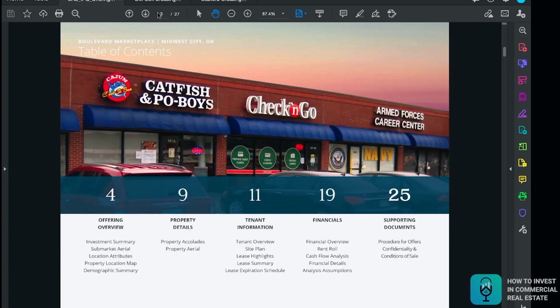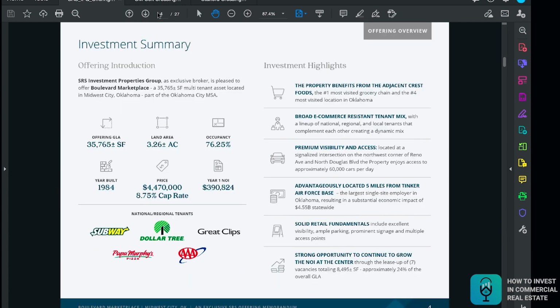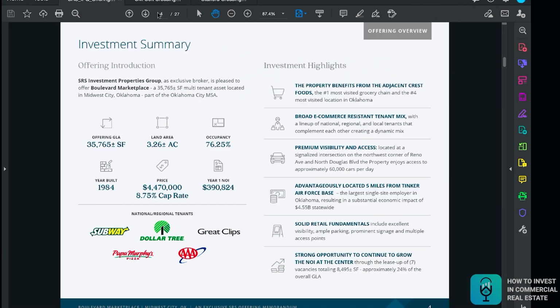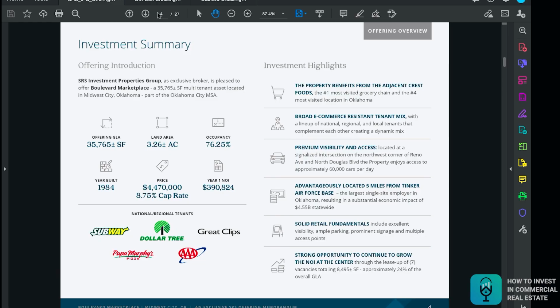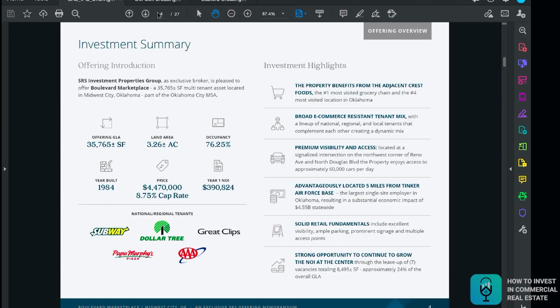I don't know yet. I think the crest is not included. Okay, 35,000 feet, good. That's a good size for me. The first thing I like is Midwest City. It's not a great market, but there are some decent parts. It's just south of Oklahoma City, for those that don't know. So that would be somewhere that I would buy.